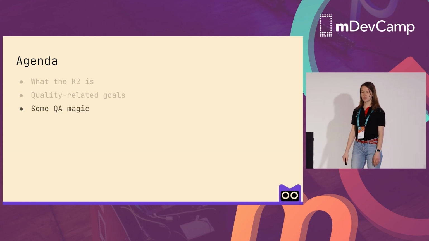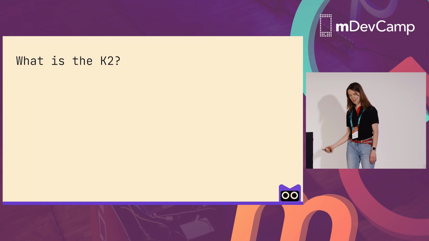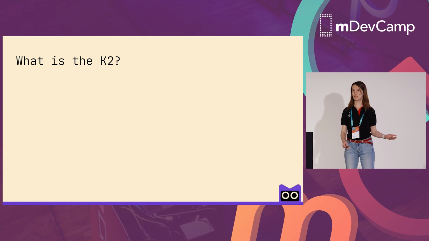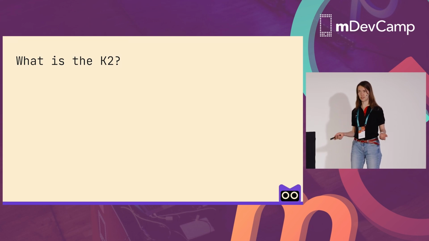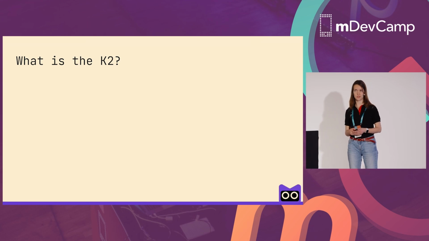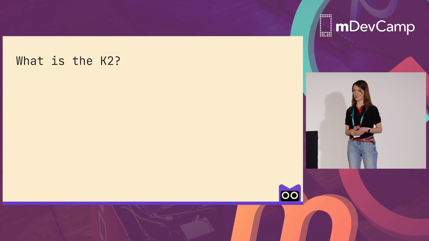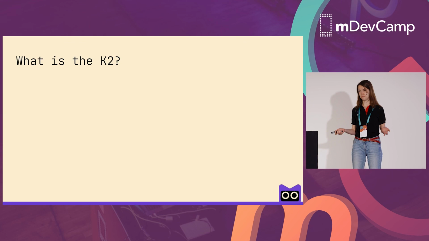In fact, we have already talked about it. So what the K2 is? In fact, it's the same as Kotlin 2.0. You are probably all aware that Kotlin 2.0 is coming pretty soon. We have RC1 already released. And the K2 is the same thing, it's just a code name.